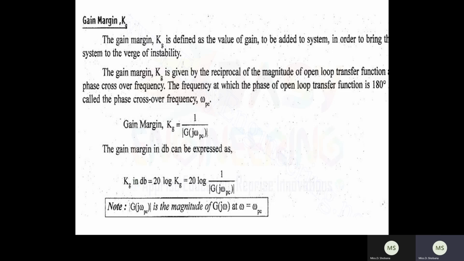Now if you want to determine the gain margin in terms of formula, then kg will always be equal to 1 divided by magnitude of G of j omega pc. If you want to determine the gain margin in decibels, then we take 20 log of kg, that is equal to 20 log of 1 divided by magnitude of G of j omega pc. Okay, so this is about the gain margin. For the second order system, the gain margin will always be infinity.